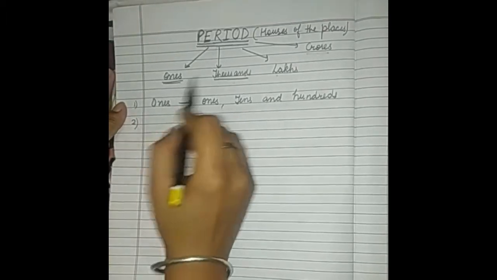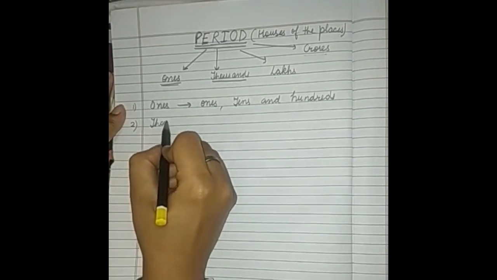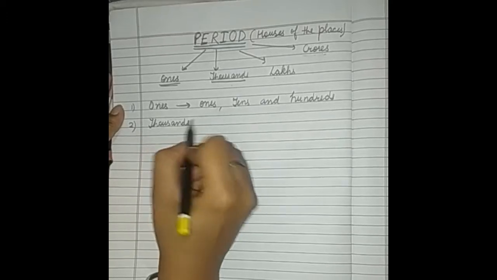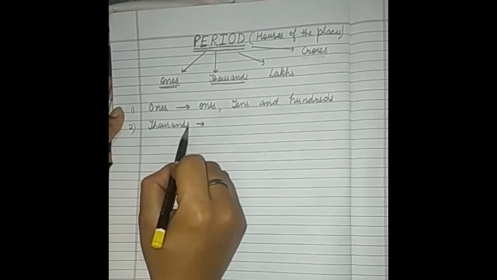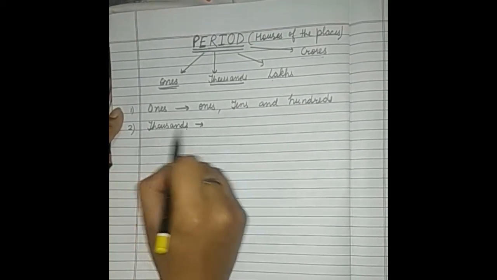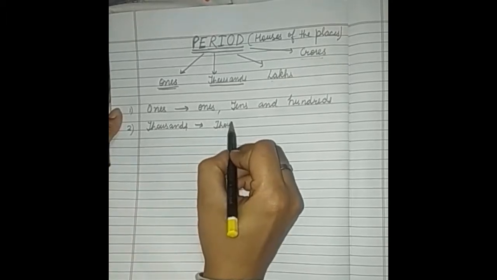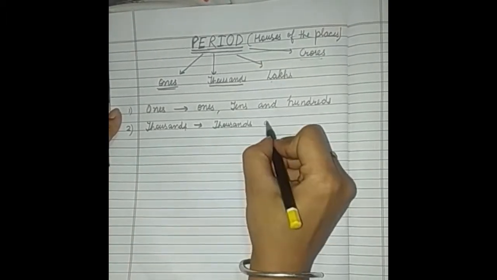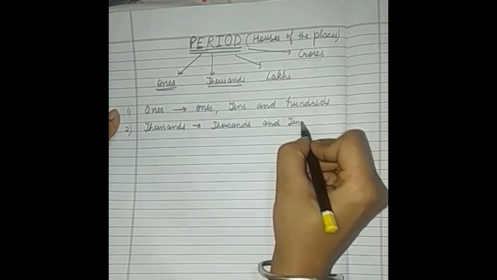Now the second period, this was the first period, and the second period is the thousands period. And the thousands period is grouped into two parts. First is the thousands and second is 10,000s.